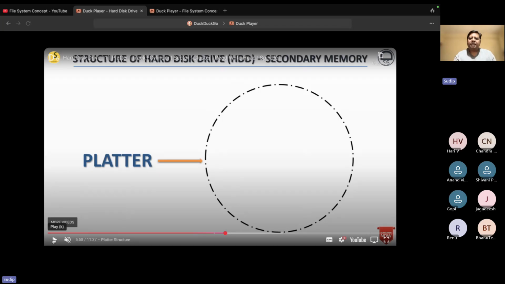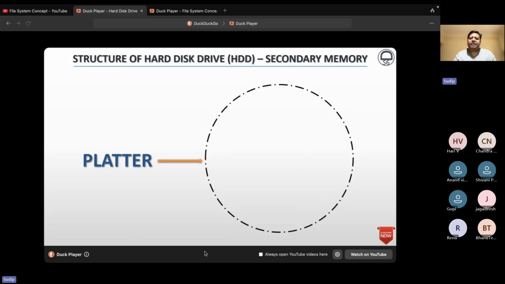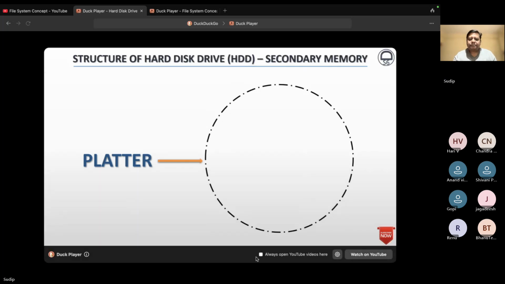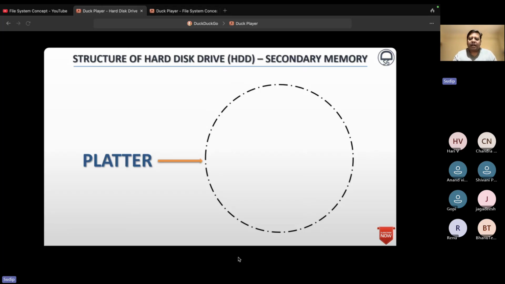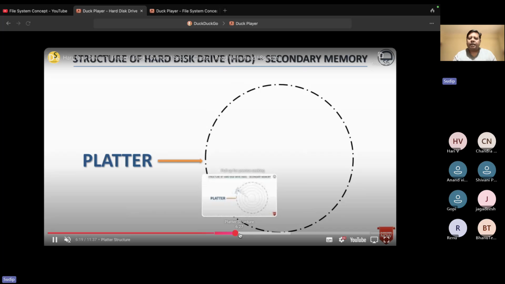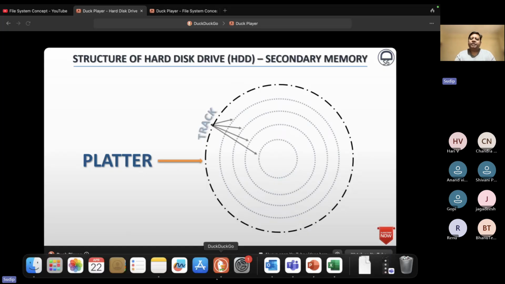So we understood that a platter is logically divided into tracks, tracks further divided into sectors. Concentric tracks are called cylinders, right? And each track, each sector, and each cylinder has got a unique address, and that is what we will logically refer to while identifying where exactly we need to write on that particular platter. So these are the various tracks inside a hard disk drive.